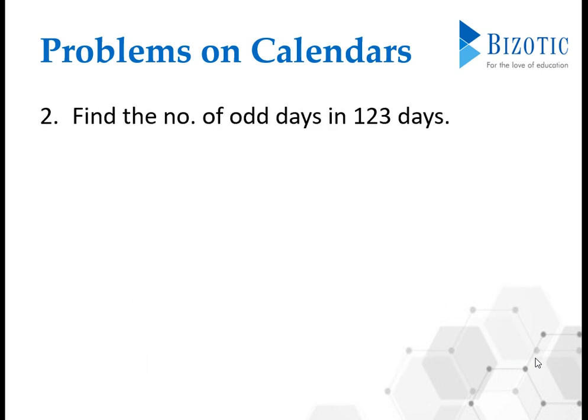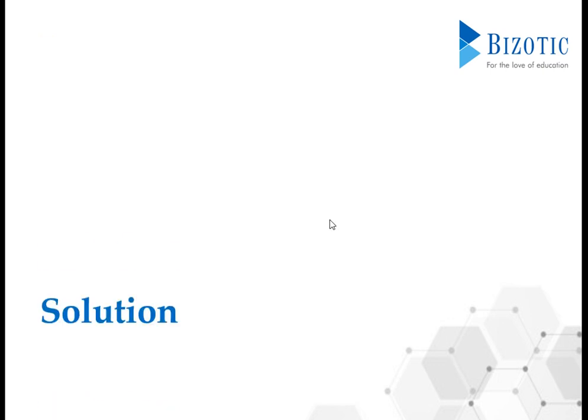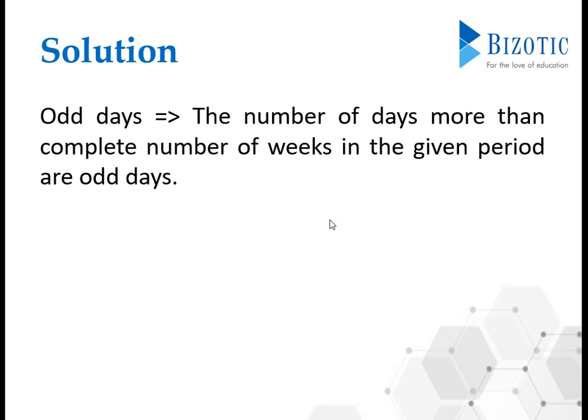Find the number of odd days in 123 days. Here you have different options. Before getting into the solution, this is about odd days. The number of days more than the complete number of weeks in a given period are odd days. So the extra days will be odd days.